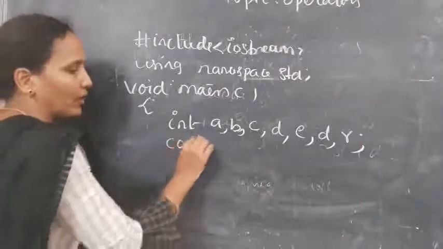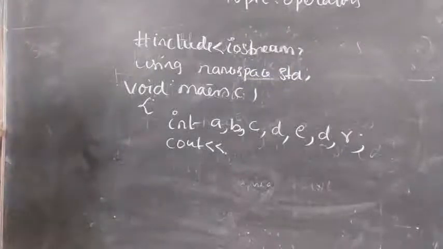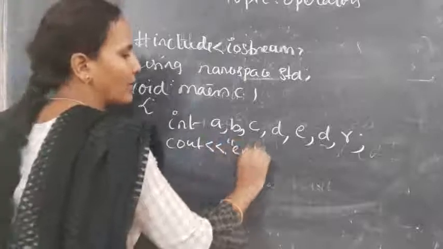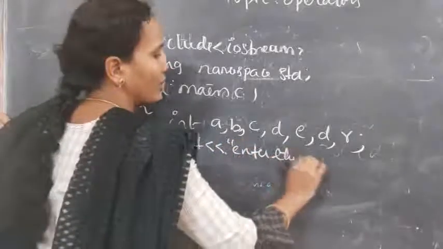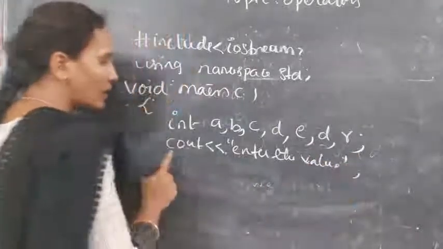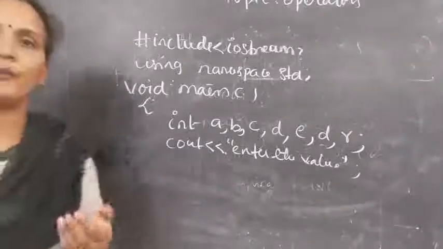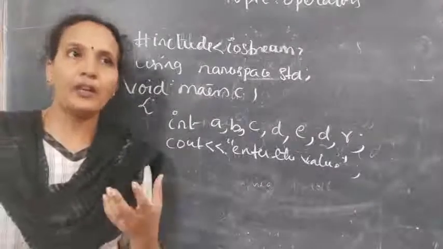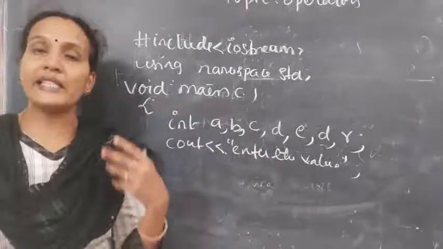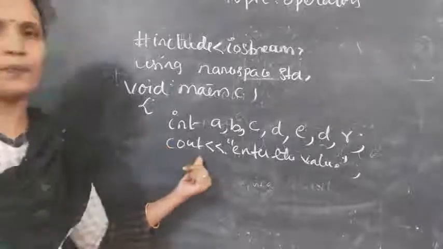So I am giving a prompt, cout, enter the values. I am giving a message, enter the values. Here, this is an output statement. Like in C programming, we have a printf. In a printf function, whatever you write, that will be printed on the screen. Similarly, in C++, if you want to print anything on the output screen, we'll use a cout.